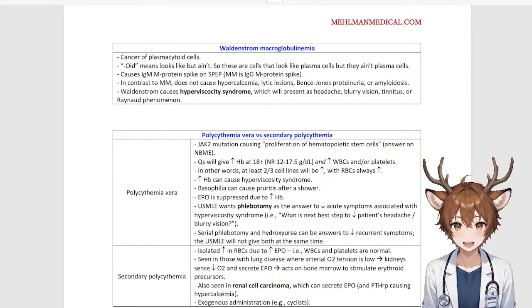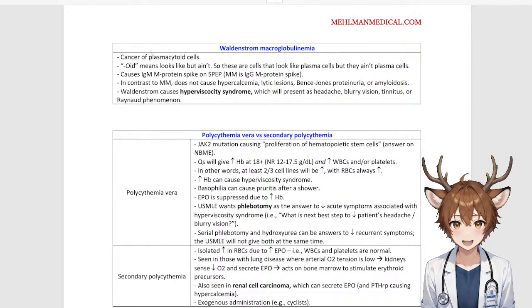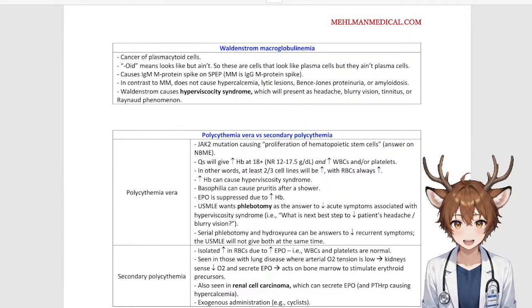That is to say, what is the next best step to decrease the patient's headache or blurry vision? Serial phlebotomy and hydroxyurea can be answers to decrease the recurrent symptoms. The USMLE will not give both at the same time.